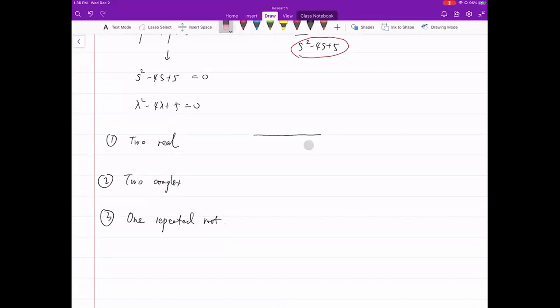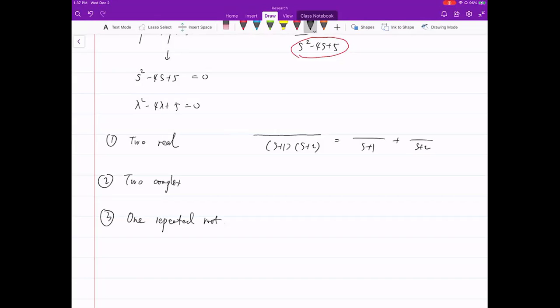Two real means this one can be factored into s plus 1, s plus 2. This one can be factored into two linear factors. That's what we mean by two real, right? Now, how do you do that? You can further split it into this and this. That's how you do partial fractions. And now if you do the inverse Laplace transform of s plus 1, s plus 2, what do you get? You get exponentials. No cosine, no sine. Sounds good? Okay, so two real solutions correspond to two linear factors when you do partial fractions.